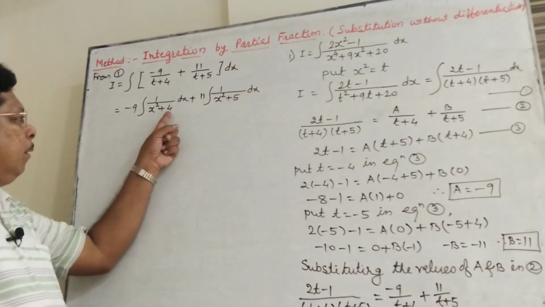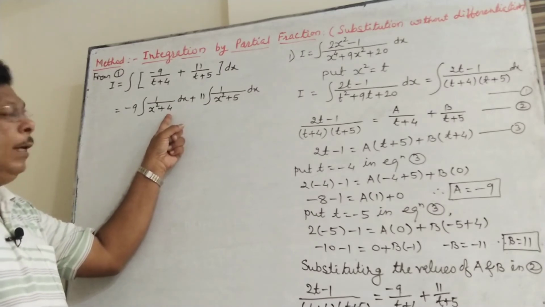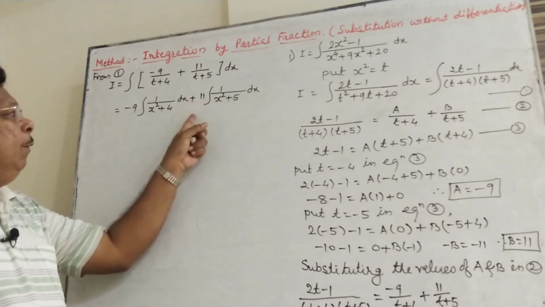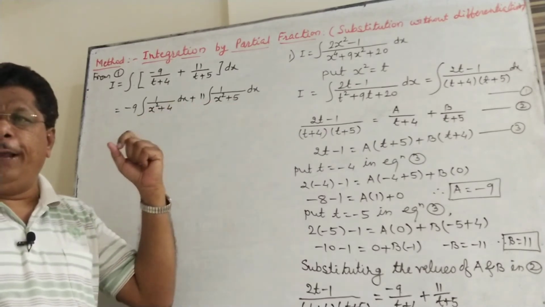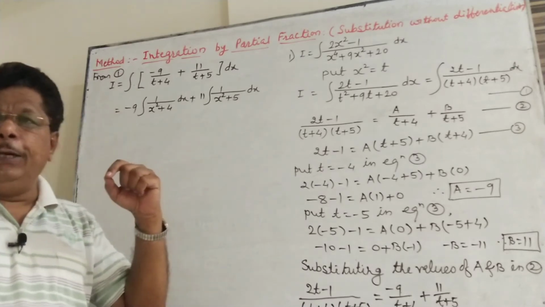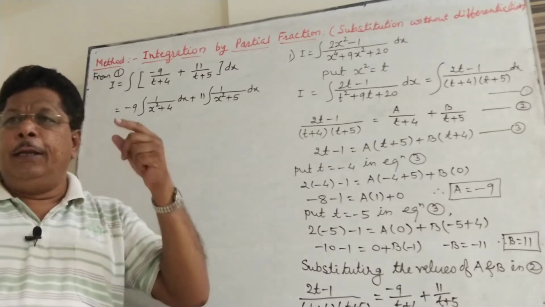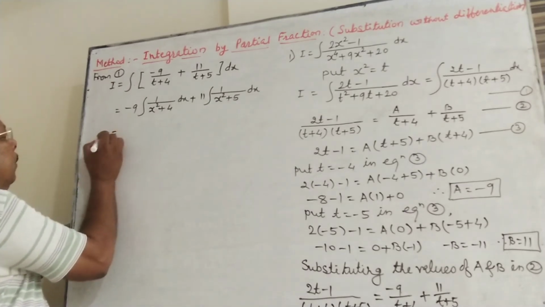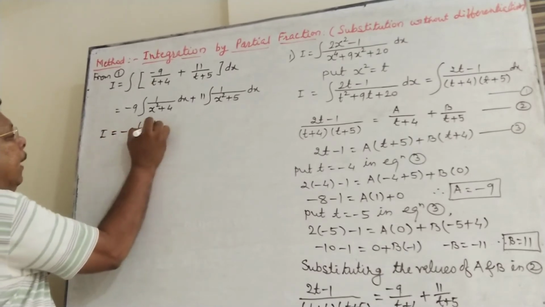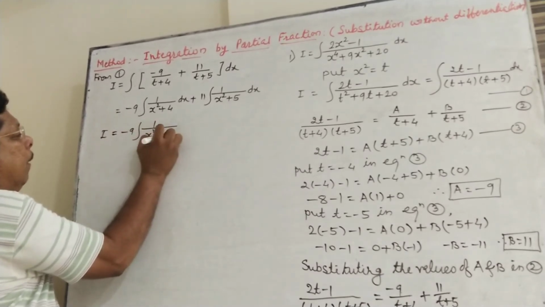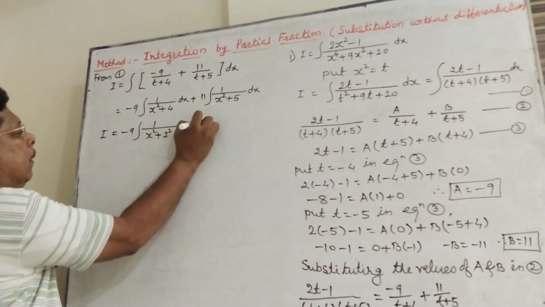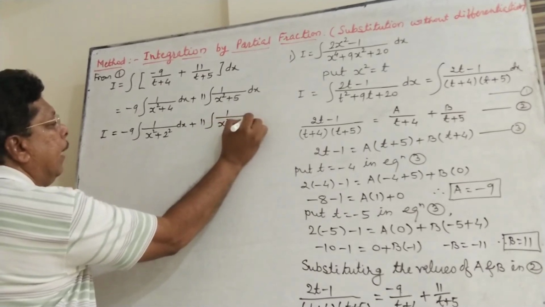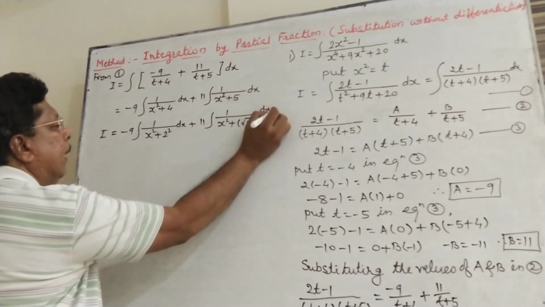Now here write down 4 in the form of a square. So 4 we can write 2 square, 5 we can write root 5 square, and then we are using the formula integration 1 upon x square plus a square. What is integration 1 upon x square plus a square? That is 1 upon a tan inverse x upon a. So this becomes minus 9 integration 1 upon x square plus 2 square dx plus 11 integration 1 upon x square plus root 5 square dx.